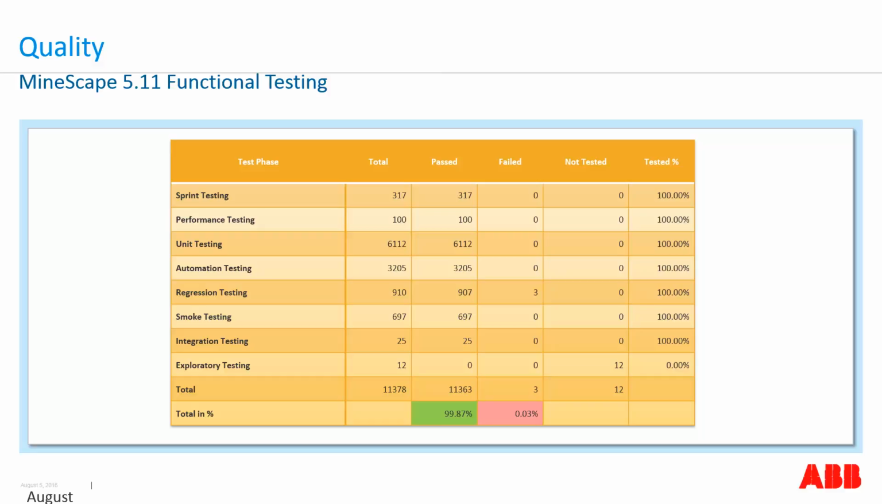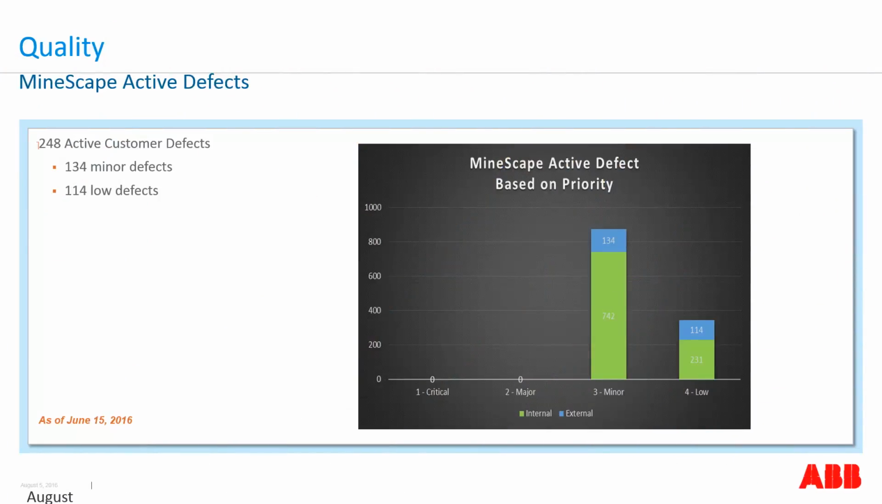So a good result on the testing, basically over 99% pass rate. Our active customer defects, we have 134 minor defects reported by our customers outstanding, and 114 low defects yet outstanding. So we are fixing these bugs, and there are some coming in while we're fixing them, so these do fluctuate.